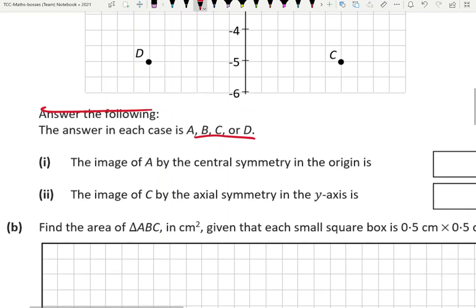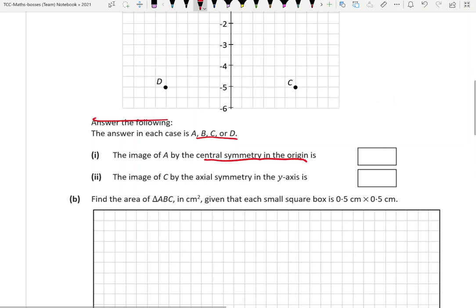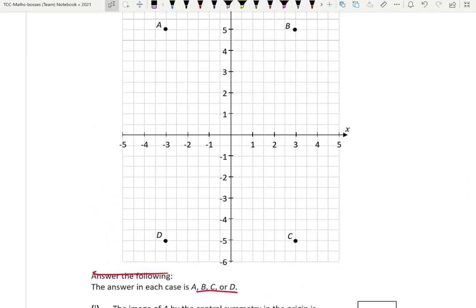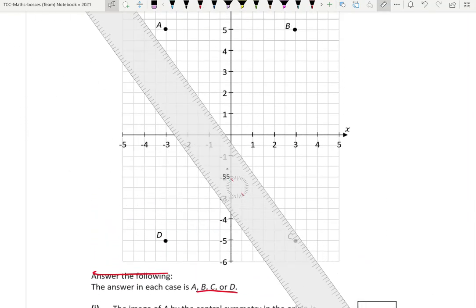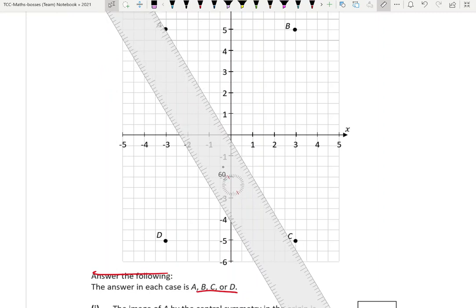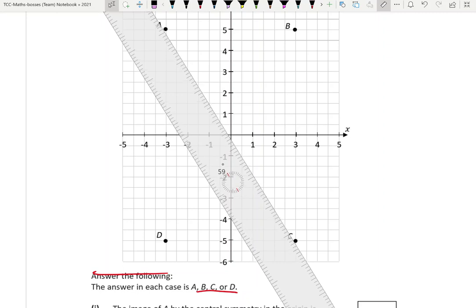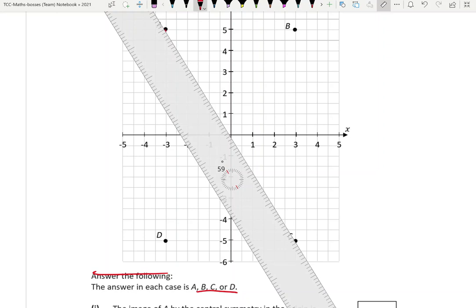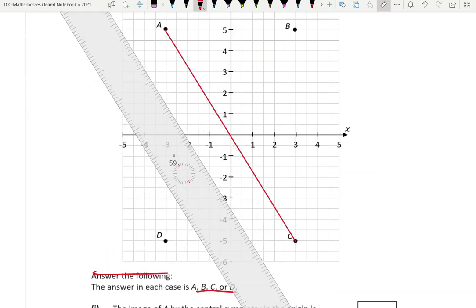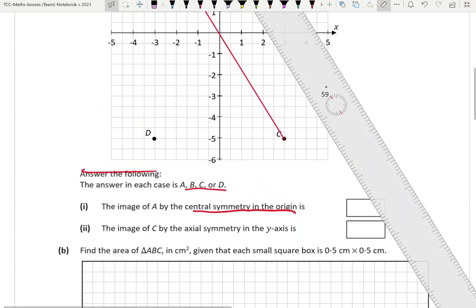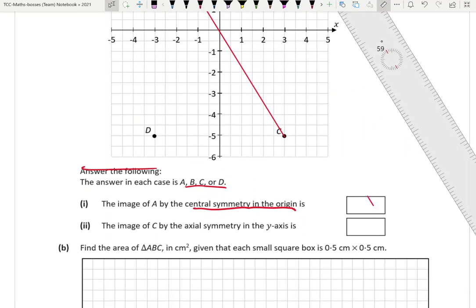What's the image of A by the central symmetry in the origin? Where do we get to from A, if we do central symmetry in the origin? Well, the idea of central symmetry in the origin is to pass from A through the origin and on by the same distance again. What we notice here is that brings us directly to C. So the image of A under central symmetry in the origin is C.